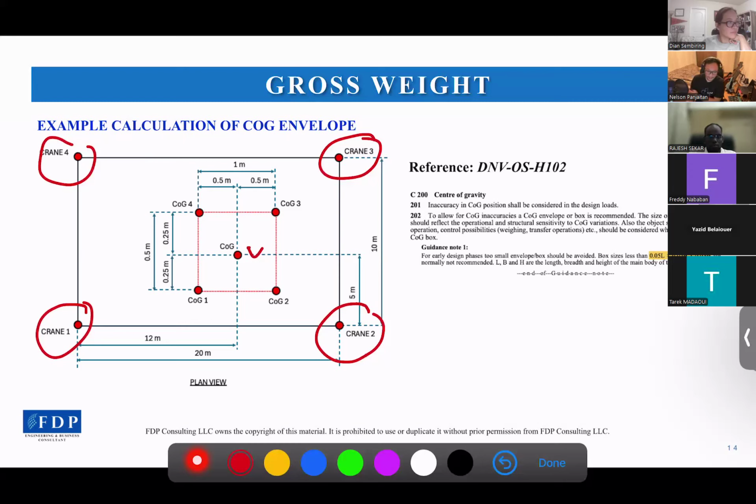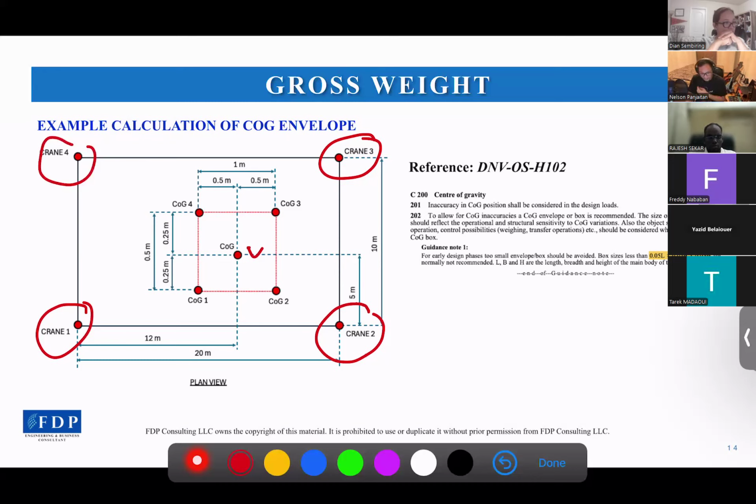First, we will check with the COG envelope, right? To check the COG envelope, we will put the original COG at the center of a box, which is the size. In this case, I will refer to DNV OSH205, section C200.